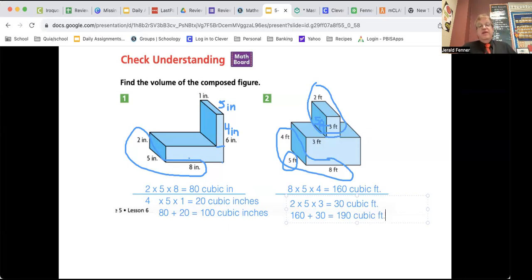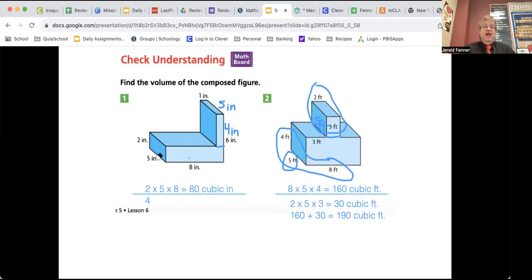So this really is not that difficult. The biggest challenge is finding the length, width, and height, and then the length, width, and height of the other shape, and then putting the two together. And it's really important you find the correct length, width, and height. So that is it for today's lesson.